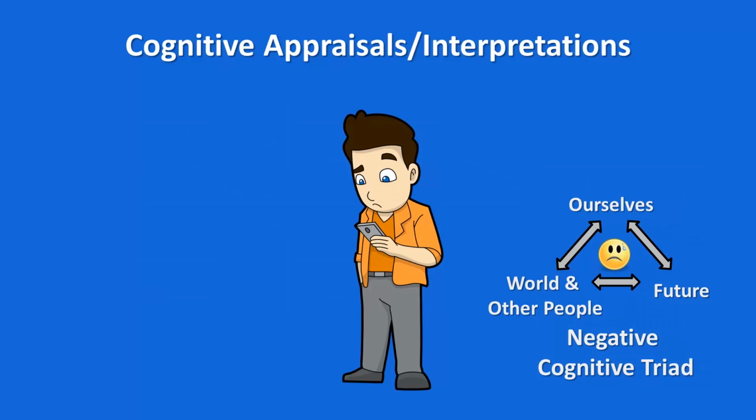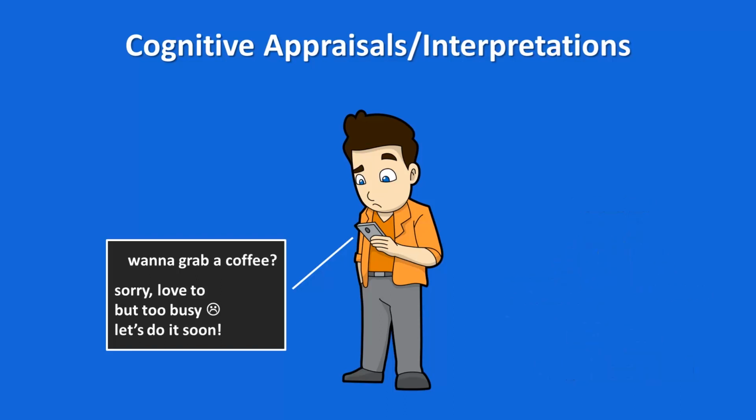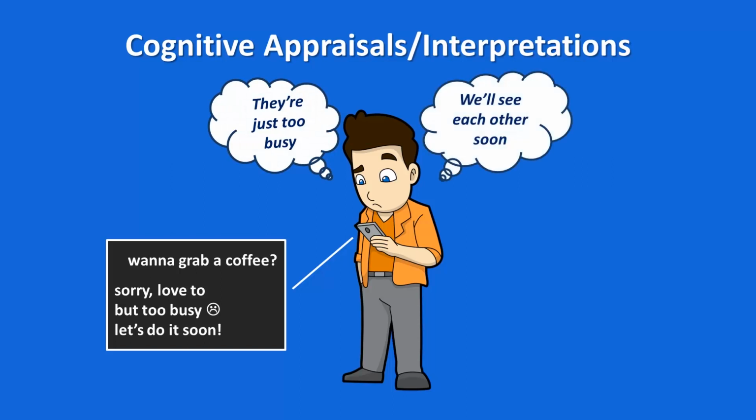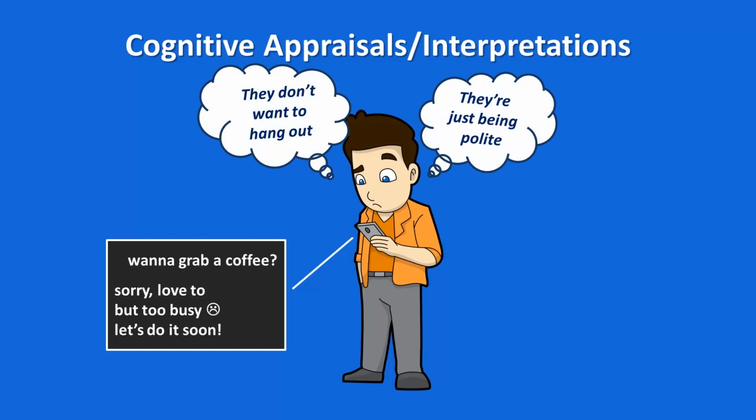So, for example, let's say we text a friend and ask them to meet up for coffee. And they respond, "Sorry, I'd love to, but I'm too busy right now. Let's do it sometime soon." So if we don't hold negative core beliefs about ourselves, about the world and other people, or about the future, our cognitive appraisals or interpretations of this situation could be something straightforward and relatively neutral, like, "They're just too busy to meet up right now, but we'll probably see each other soon." Or maybe our beliefs about the world and other people would lead us to appraise this situation as something like, "I guess they don't want to hang out and they're just being polite."